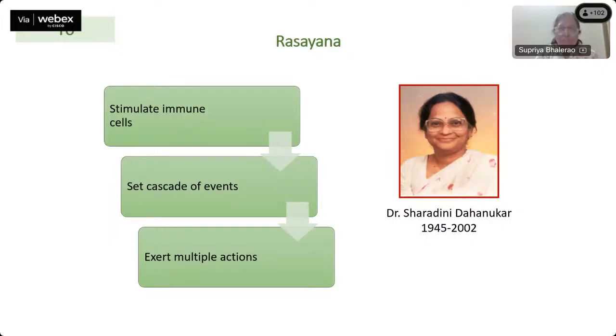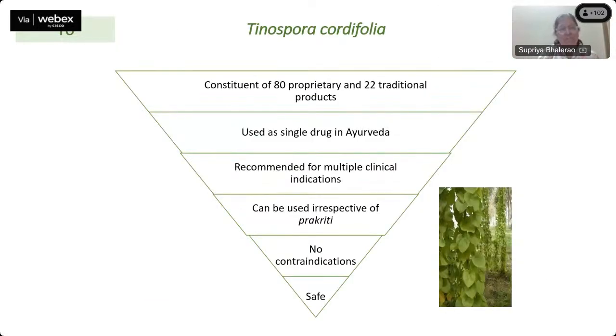I would tell you one more story. This is my mentor who was working on Rasayana, and she had a hypothesis at T0: how Rasayana works. They stimulate immune cells, which set off a cascade of events, and that is how multiple actions are exerted. Now she is my mentor, so she could reach up to T4, and I could show you how she reached T4.